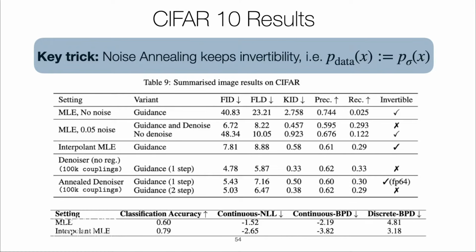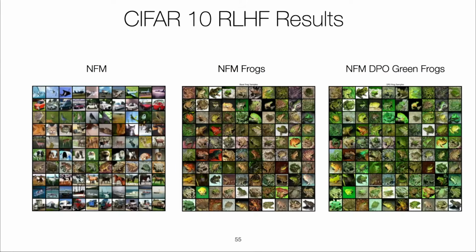There's one caveat, and I'll mention this in the limitations. When you're training these denoiser-based models, because you're training with only particle level losses, even though the architecture is exactly invertible, it has a tendency to become numerically non-invertible. That requires a bit more engineering and a bit more tricks to solve. But in principle, we can get it to be invertible and well-behaved. Just to show that we can do RLHF, this is some CIFAR with green frogs. We just RLHF to green frogs.